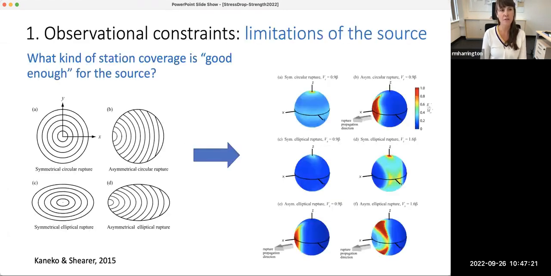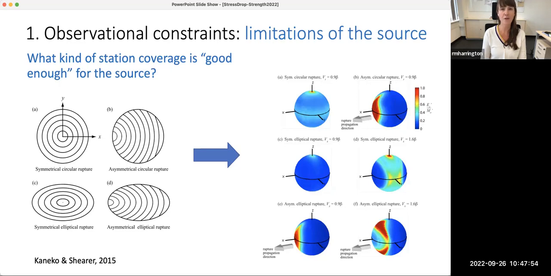Okay, so I'm going to first start with those observational constraints, because especially people who work on small earthquakes can really appreciate how much actual scatter this can cause within measurements, even between different studies. There are 2 reasons we have limitations on, or variation in, our stress drop estimates, some of which are from limitations from the source. So I'm going to start with those.